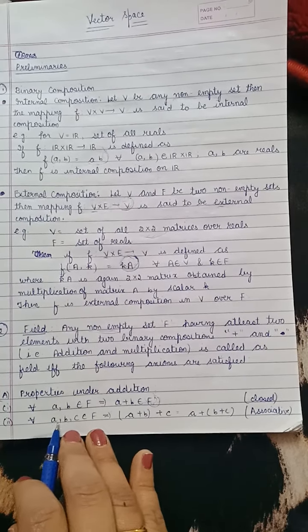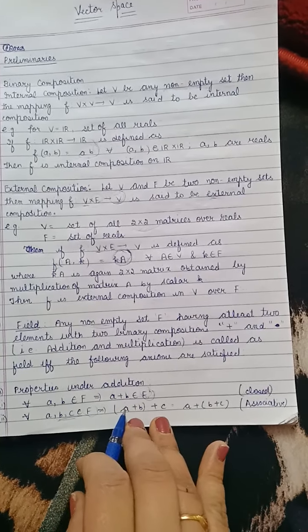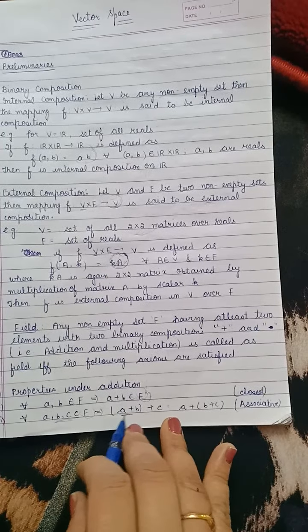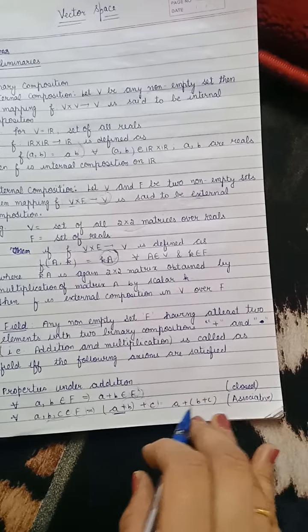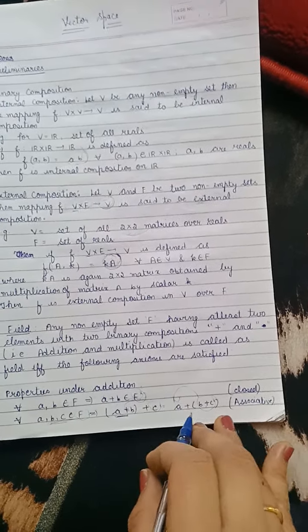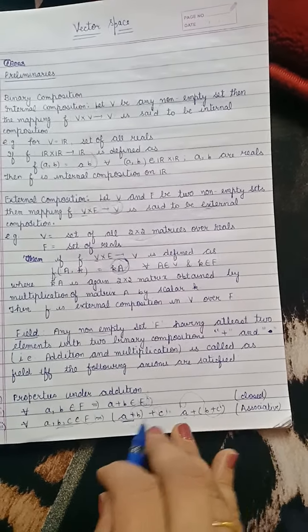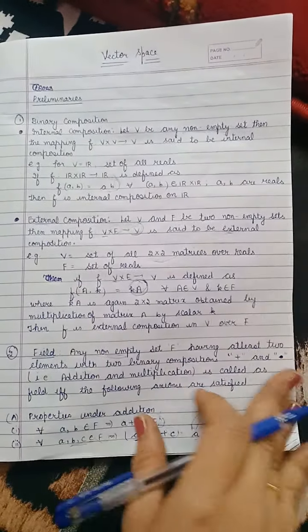The second property is, if we take any three elements from the field F and we apply the operation on them, add A and B, then the result added to element C, or add B and C first and the result added to A, in both cases we get the same result, and we are familiar in mathematics with this property as the associative property.